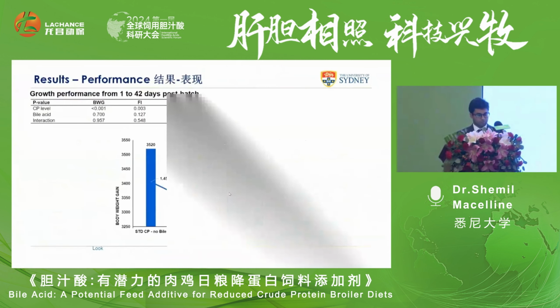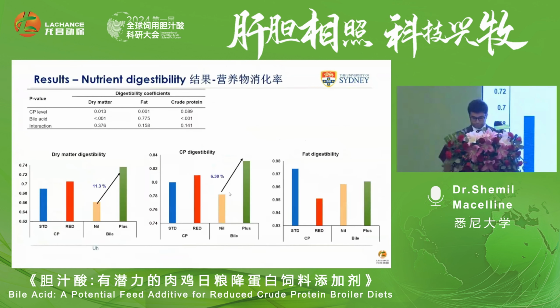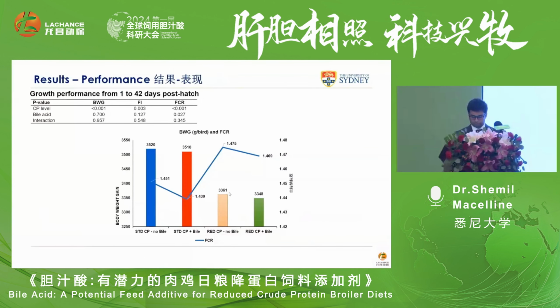Looking at the growth performance, we haven't seen any interaction effect between the crude protein level and the bile acid supplementation. But you can see here, there's a slight improvement of feed conversion ratio with the bile acid supplementation, but it is not significant. However, as a main effect, bile acid supplementation improved the feed conversion ratio, but dietary crude protein reduction compromised the growth performance.